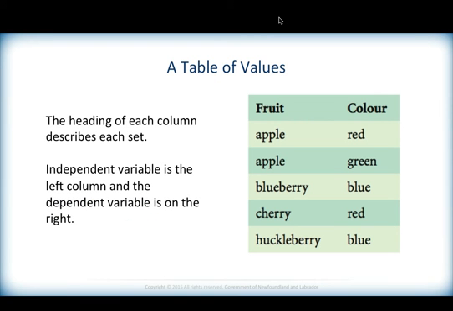Next, we could have a table of values. Now this is more familiar to you. The heading of each column describes each set. So the first column there, we're talking about different types of fruit, and the second column talks about the color. The independent variable is the left column, and the dependent variable is the right.